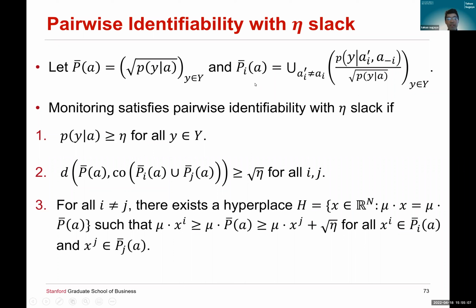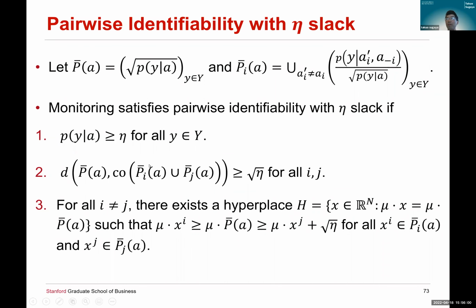And monitoring satisfies pairwise identifiability with eta slack if the following three conditions are satisfied. The first one is that we focus on a signal that happens with significantly positive probability, no less than eta. Since we are looking at public monitoring and we allow a public anonymization device, we can always combine two signals to generate a new signal to satisfy this requirement. And why do we need this requirement? If the signal happens with very, very small probability compared to the discount factor, then using such a signal to detect deviation is very difficult, because it essentially means that people don't care about such a signal. So that's why we need this.